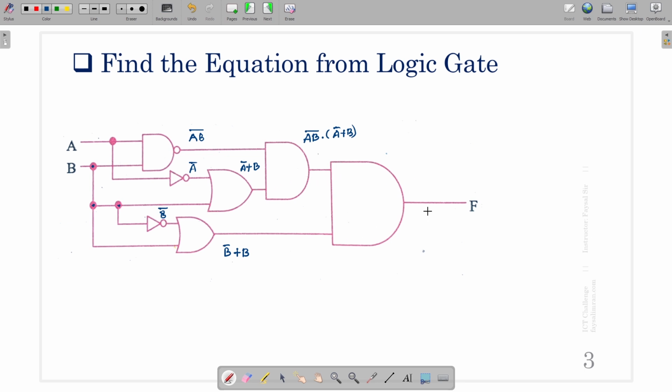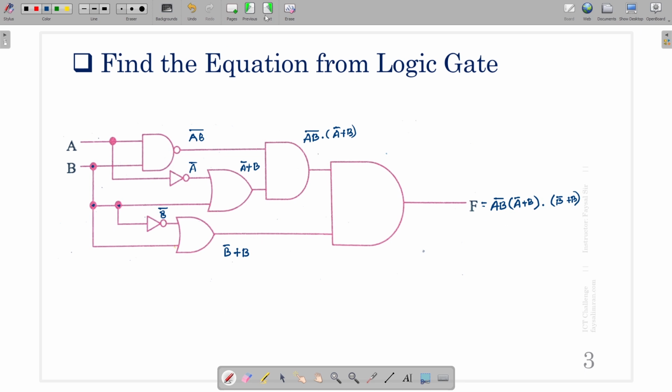Now we also have a big AND logic gate, that means we have to multiply again. So one of our inputs is this one, right? So we write here (AB) whole bar into (A bar plus B). This is our one input. We have to multiply this input with the other input. So this input is B bar plus B, so we write here B bar plus B. This is our other input. Now this is our final equation.